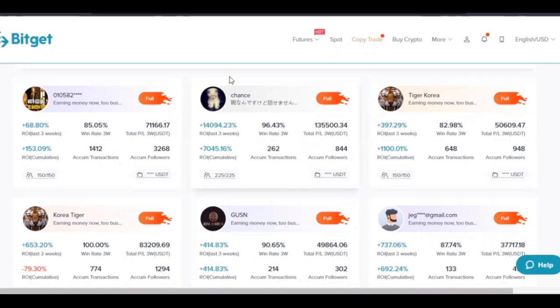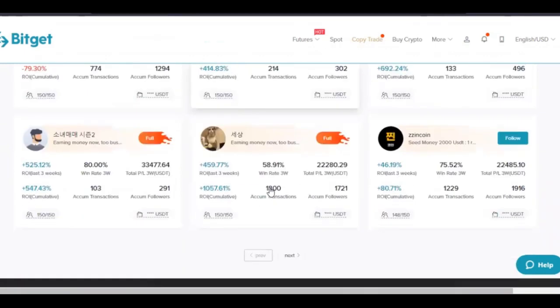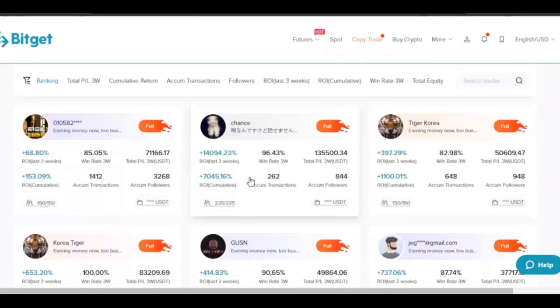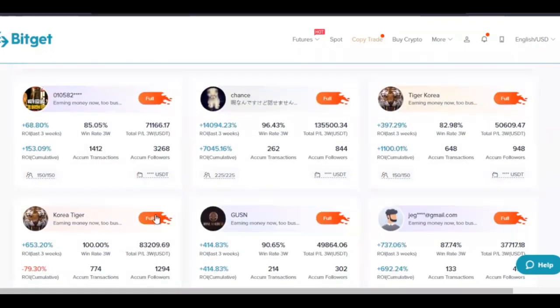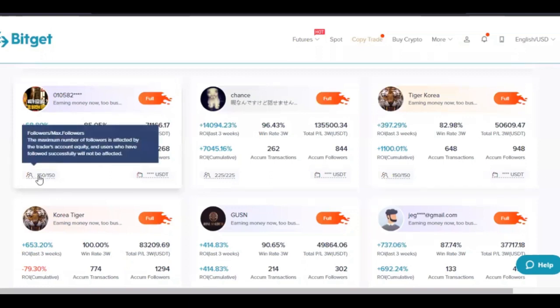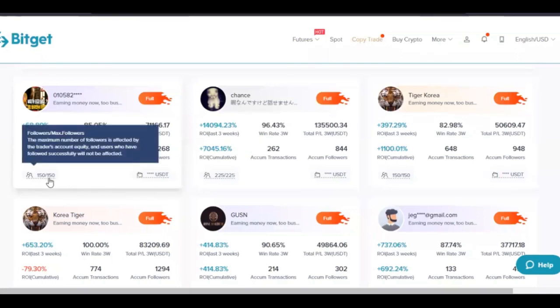If I come in here and I say I want to copy a trader, any of these traders that I copy here... For instance, what you note here is that some of these persons have badges saying full. All of these ones are saying full. This is what it means: this person has made room for 150 persons to be able to copy his or her trades. Right now, this person has 150 persons already.